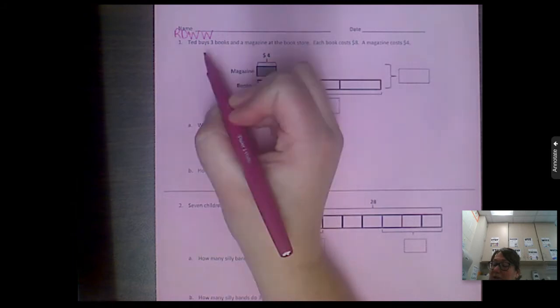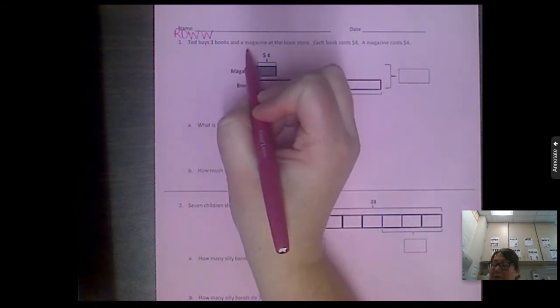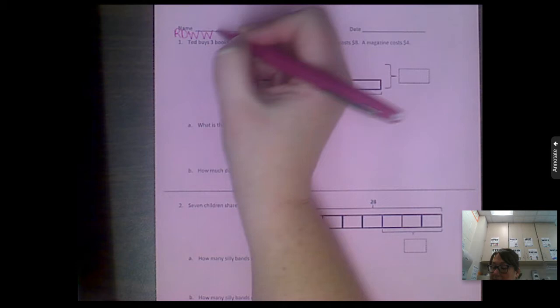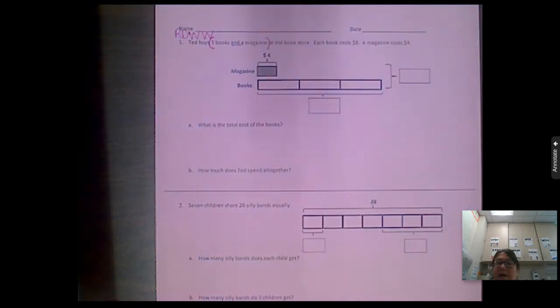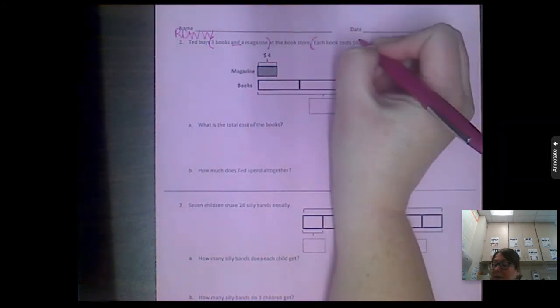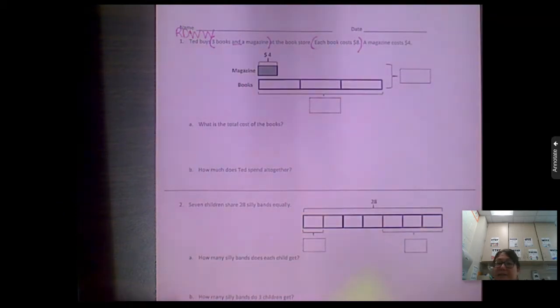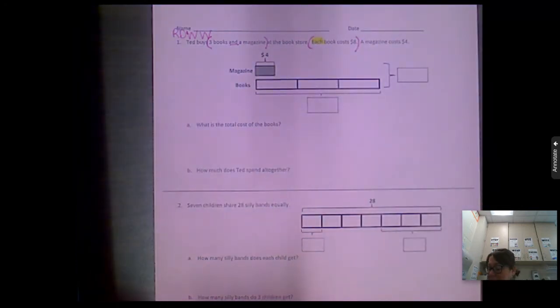Okay, so now for our read, he buys 3 books and a magazine. I think that's important, don't you? Okay, so 3 books and a magazine at the bookstore. Each book costs $8. Do you see a clue word? Me too. What is it? It's each. Good. Highlight that word each. And each tells us that we're going to multiply or divide, right? So we need to decide: if we know the total, we're going to divide. If we're trying to find the total, then we multiply. But are we done? Is that it?